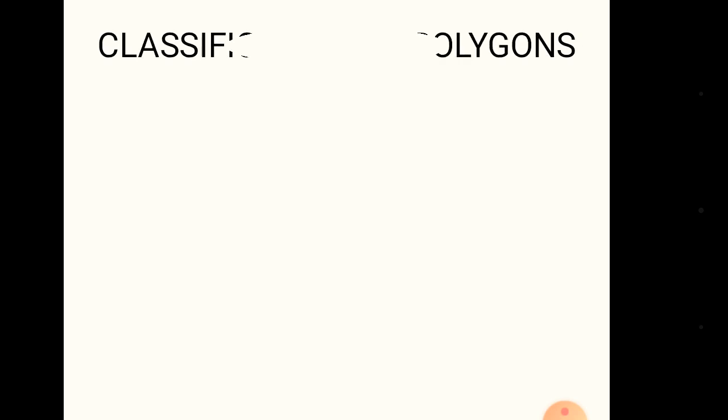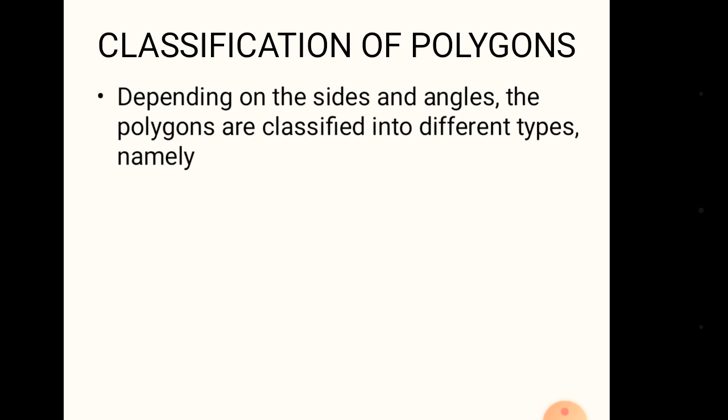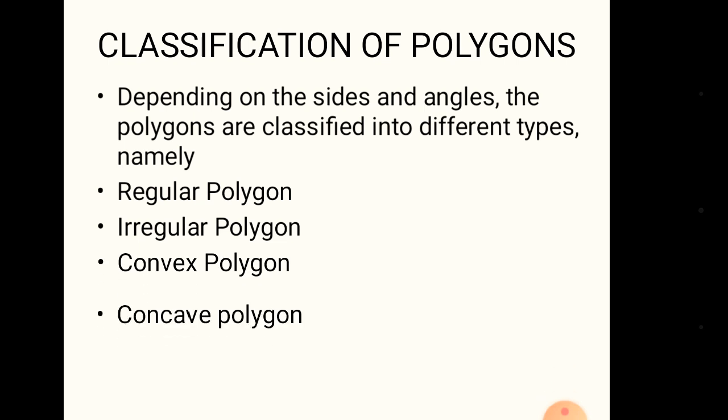Now moving ahead, we will see types of polygons, how polygons are classified. Depending on the sides and angles, the polygons are classified into different categories. First is regular polygon, next is irregular polygon, then convex polygon and concave polygon. So these are the four types in which polygons are categorized. Let us see each of them one by one.